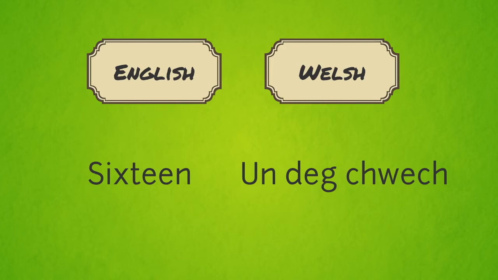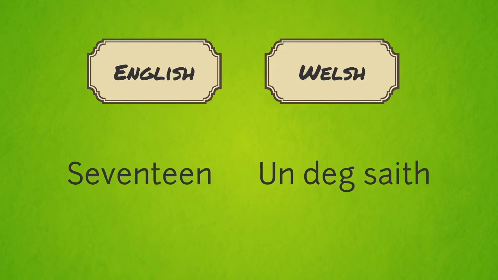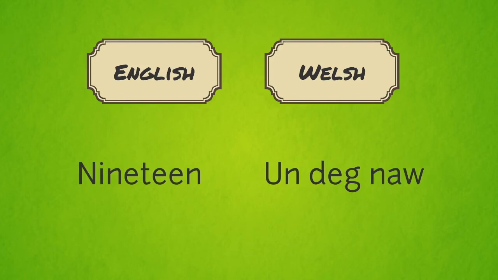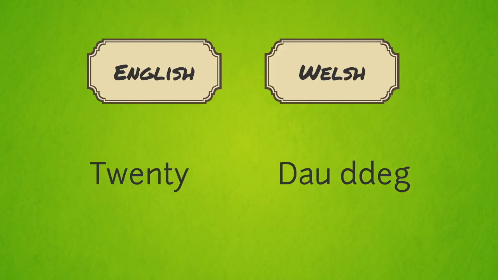16. Undeg chwech. 17. Undeg saith. 18. Undeg wyth. 19. Undeg naw. 20. Dau ddeg.